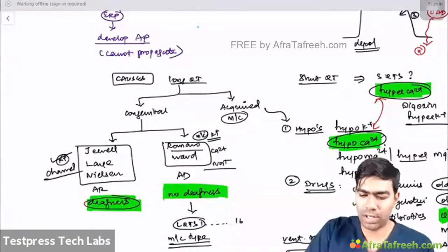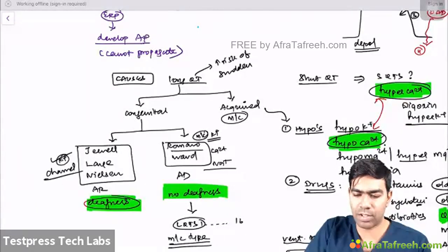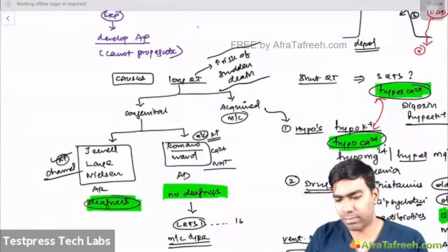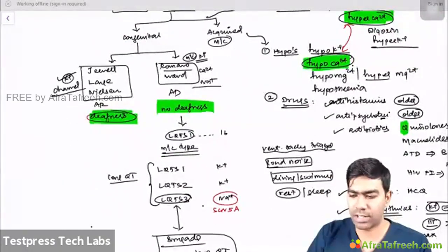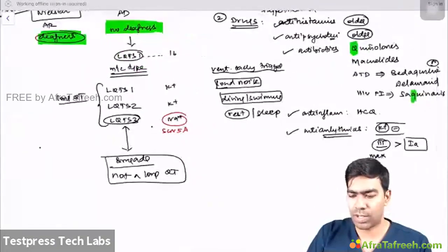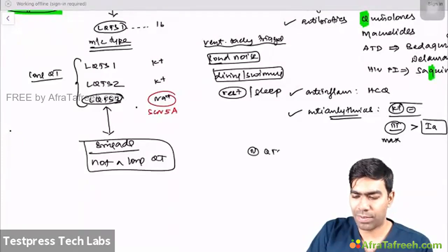Remember, long QT always has a risk of sudden cardiac death. Even short QT has, but long QT has been traditionally established. Long QT has a very high risk of developing sudden cardiac death. And there's too much high risk of sudden death with long QT, especially with the congenital syndromes. So what is the normal QTc? We didn't really think about that.